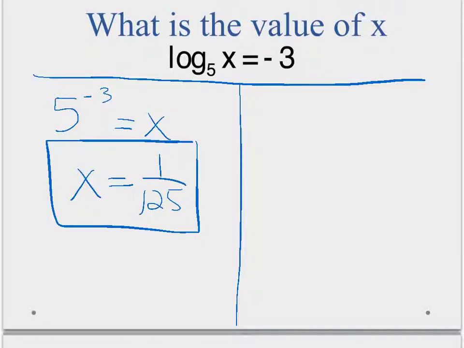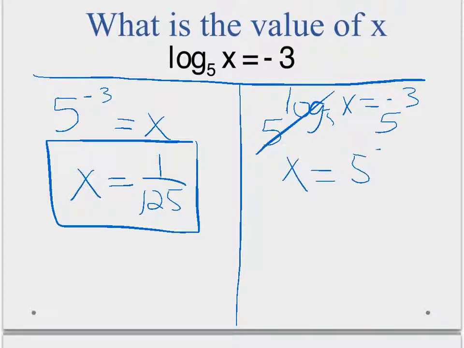The other way would be to try to get rid of that log. So we have log base 5 of x equals negative 3. So to get rid of that log, we've got to take base 5 to both sides. That's going to cancel the log, and we're left with x, which is 5 to the negative 3 power, which is still 1 over 125. So regardless of which way you do it, you still come up with the same answer.